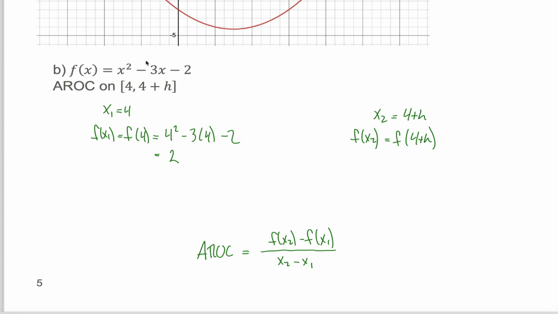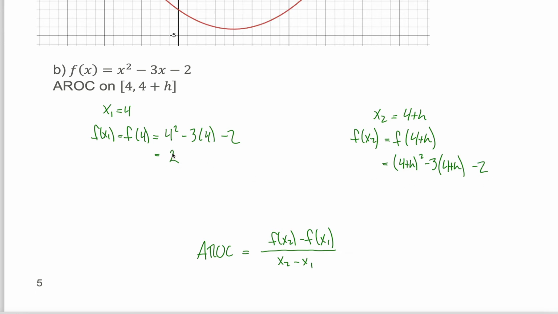You copy exactly what you see up here, except you change all of the x's, the generic input, into 4 plus h's, the input in question. So what would come out? Well, instead of x squared, I would have (4 plus h) squared. And instead of subtracting 3 times x, I'd subtract 3 times (4 plus h). And then I'd still have this minus 2 right here. f of x2 is this expression.